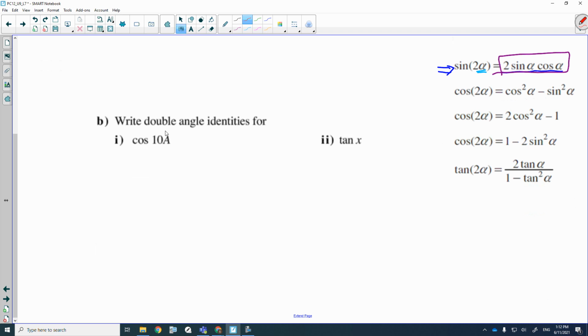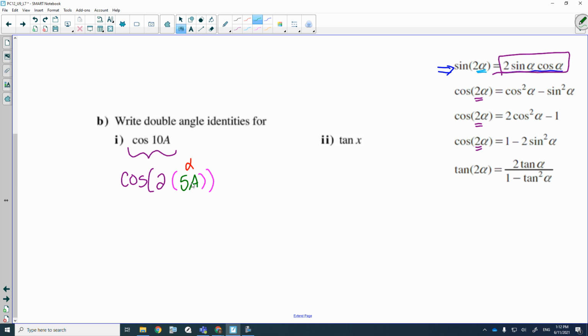Okay, it says write the double angle for cos of 10a. So they want this cos of 10a to be written as a double angle. I know to get a double angle, I need a 2, right? As soon as I have a 2, it's going to be a double angle. And then what is my angle going to be? What is alpha going to be? Well, 10a divided by 2 is 5a. That is what alpha is. So what I've just done is convert the cos of 10a into the double angle for cos.